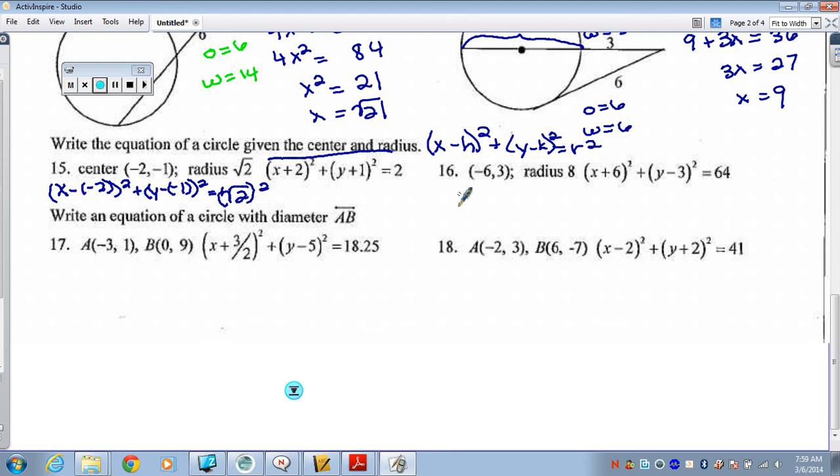Same thing over here. X minus negative 6 squared plus y minus 3 squared equals 8 squared. And again, here's your answer right here. Next one.